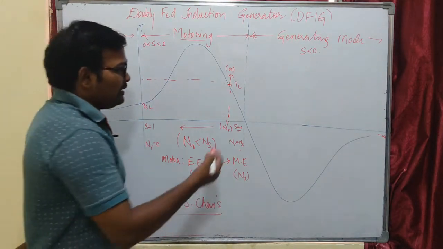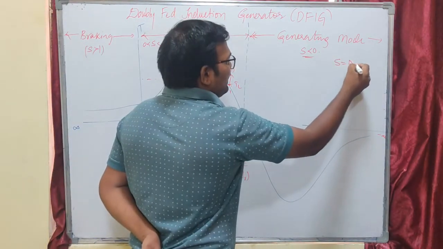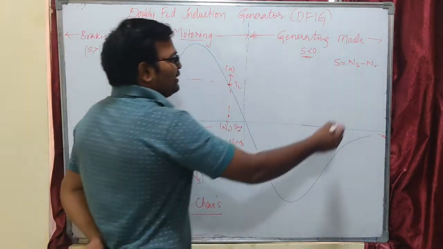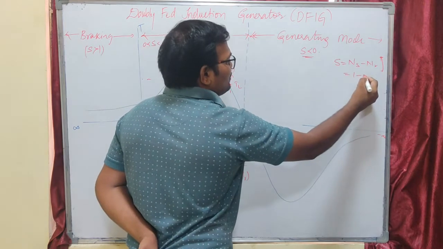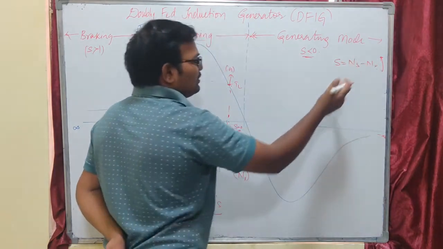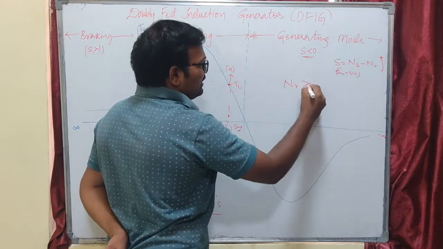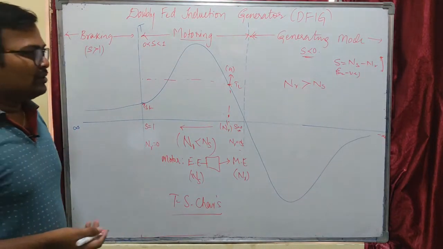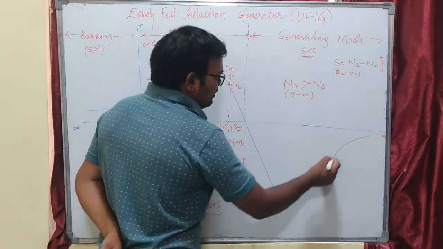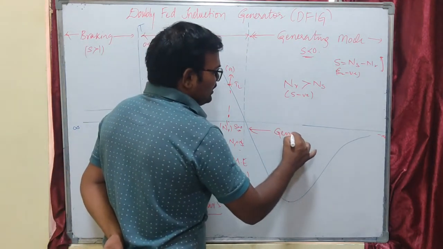In generating mode, the slip will be negative. Slip is given by (ns minus nr) by ns, and you know that this value will be negative when the rotor speed is greater than the synchronous speed. When 2 is greater than 1, 1 minus 2 gives a negative value. That means whenever our rotor speed is greater than synchronous speed, the slip will become negative. In this region our rotor speed is greater than the synchronous speed of the machine, so slip will be negative and torque will be negative. This region is called the generating region of our induction machine.